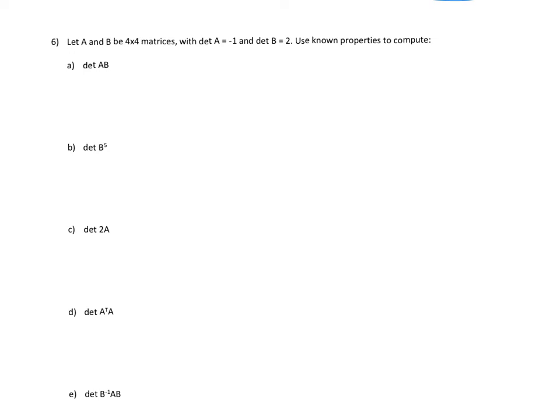Let A and B be 4 by 4 matrices. The determinant of A is -1 and B is 2. Use known properties to compute the determinant of A times B. Well, that should be determinant of A times determinant of B. I know both of those. -1 times 2 is -2.